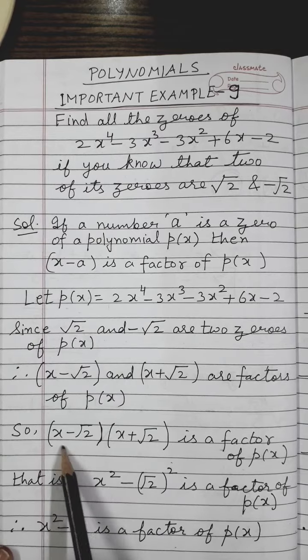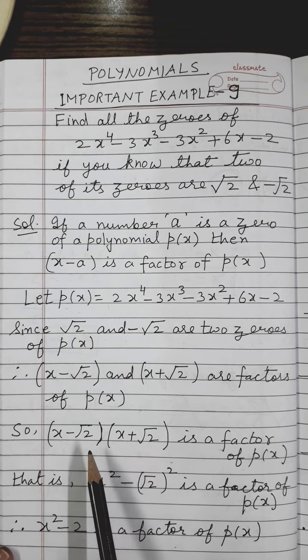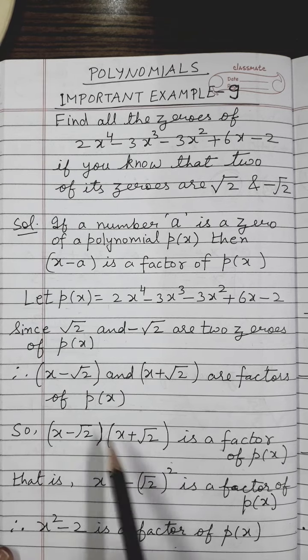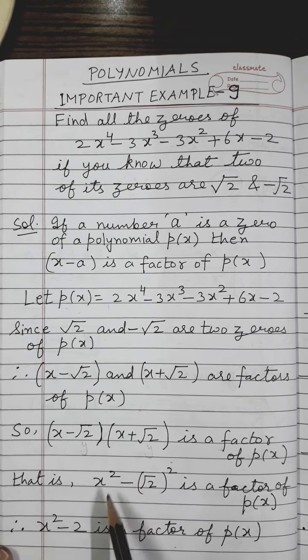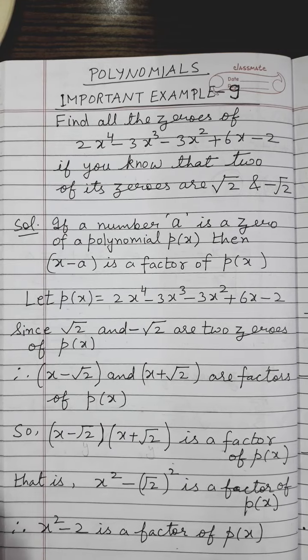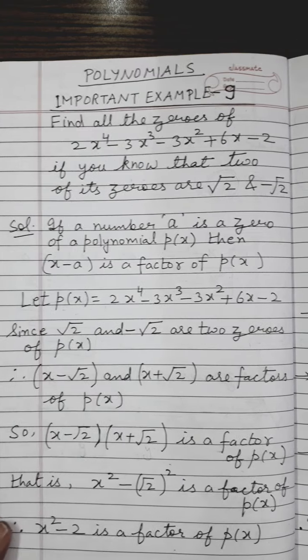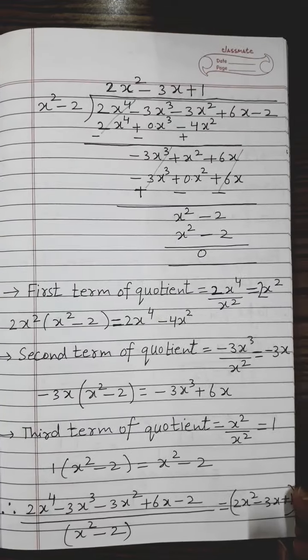Now this product I can compare it with the identity x minus y into x plus y, which can be written as x square minus y square. Y is how much here? Y is root 2. Root 2 is your y. So I can write down x square minus root 2 whole square is also a factor of px. Root 2 square gives you 2. So next step I will write down x square minus 2 is a factor of polynomial px. Now this is a factor of px. So what I will do next? I will divide the polynomial px by the factor x square minus 2.